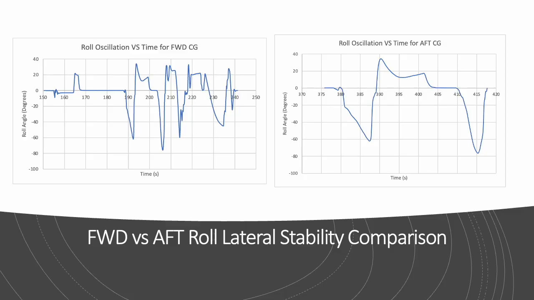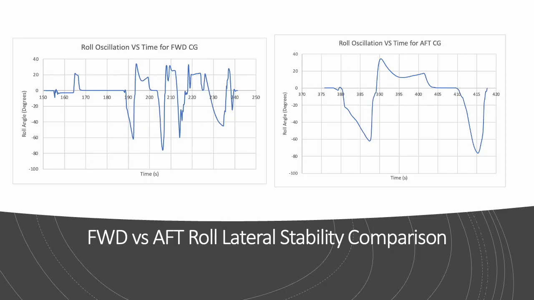The plot shows multiple roll disturbances and subsequent oscillations. Importantly, these oscillations appear to be more heavy compared to the aft CG case. However, it can be noted that the amplitude of the oscillations decreases as time progresses.